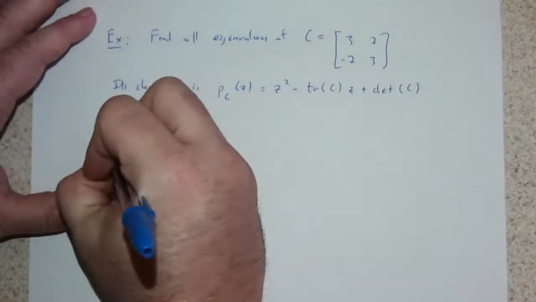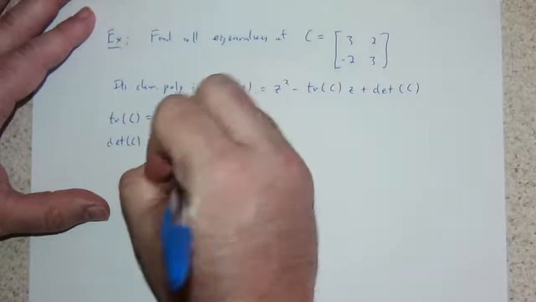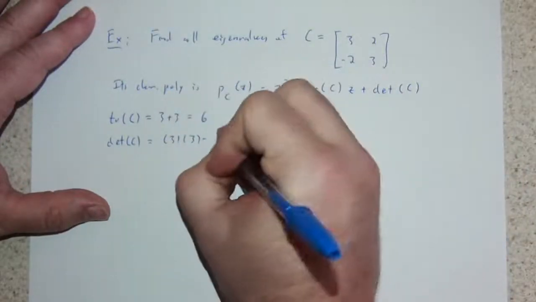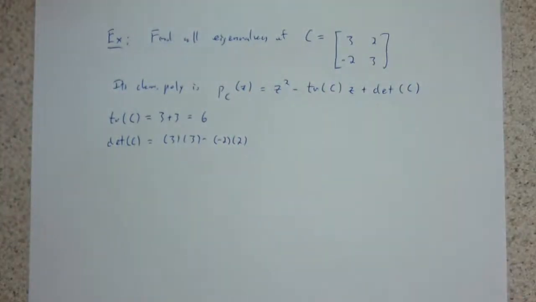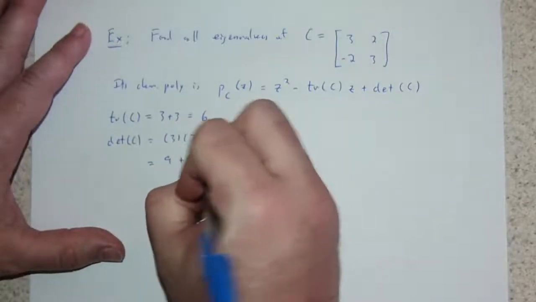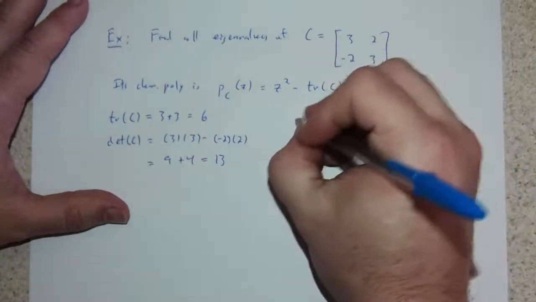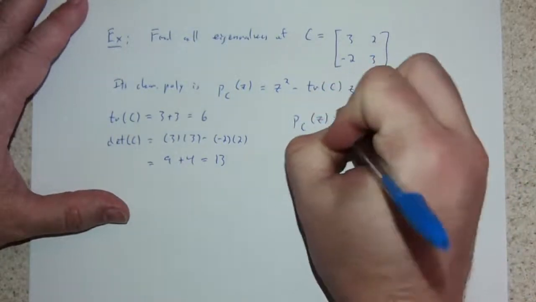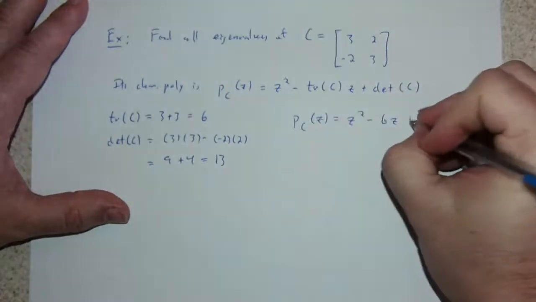Okay. The determinant of C is 3 times 3 minus 2 times 2. So this is 9 plus 4. So this is 13. So then the characteristic polynomial is z squared minus 6z plus 13.